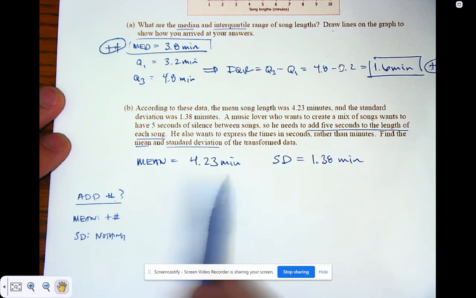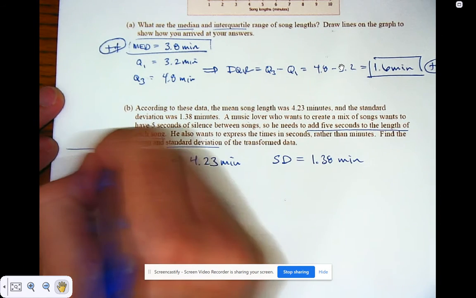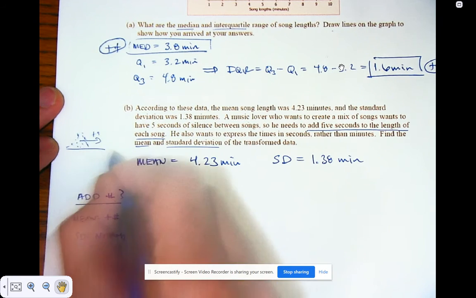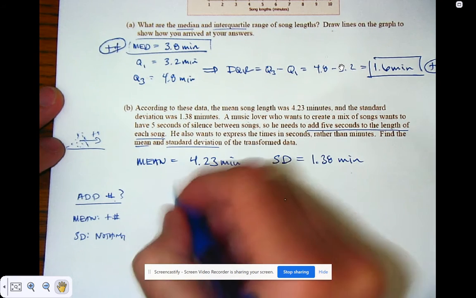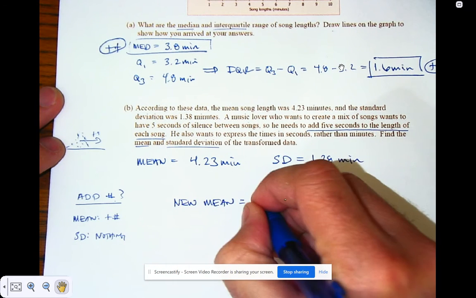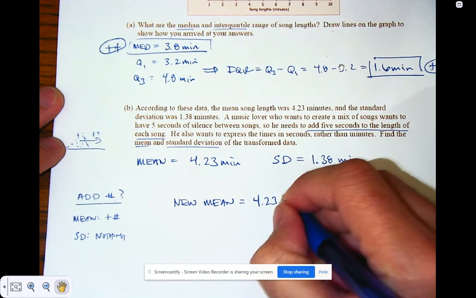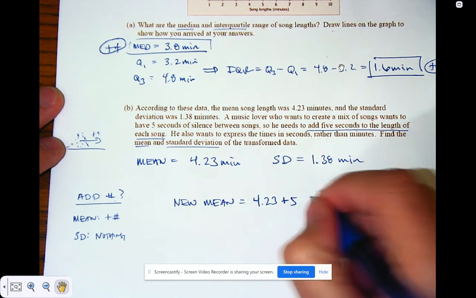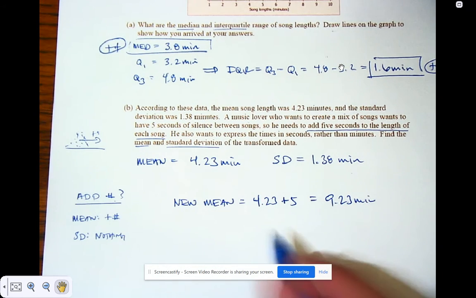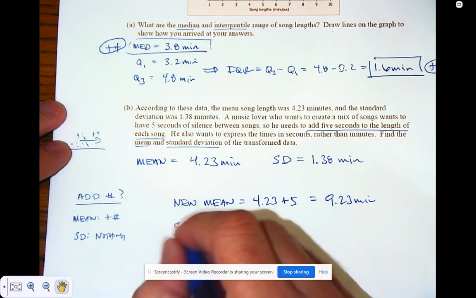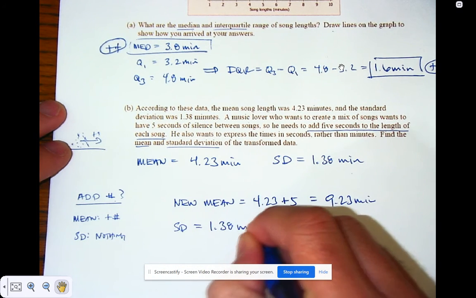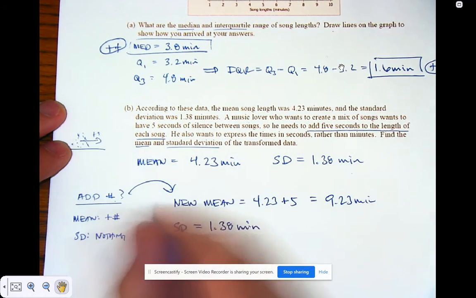Again, go back to those notes, right? If you have a bunch of data and you just add 5 to all those data points, this whole thing just shifts over 5. The spread does not change. So you would say the new mean would be equal to 4.23 plus 5, which would be 9.23 minutes. And the standard deviation is still 1.38 minutes. So this is what happens when you add.